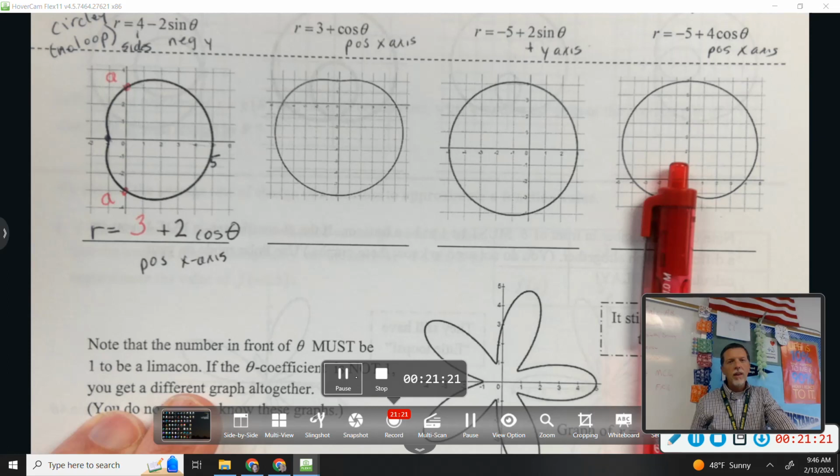That would be most people's answer. What would be the creative answer to that one? Negative 3, because that would flip it up and down, which wouldn't change the graph at all.